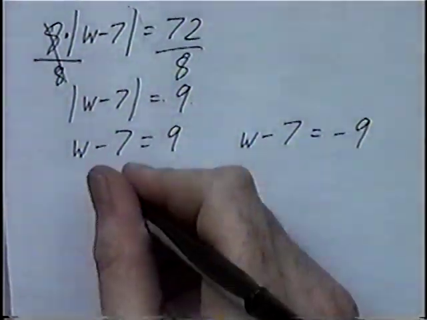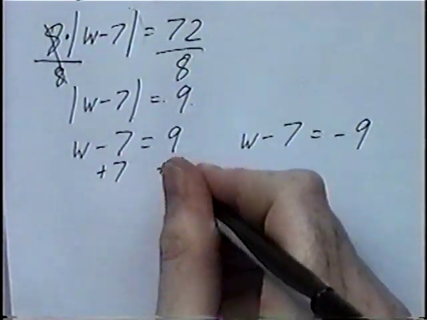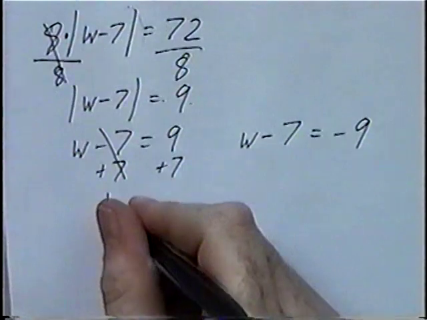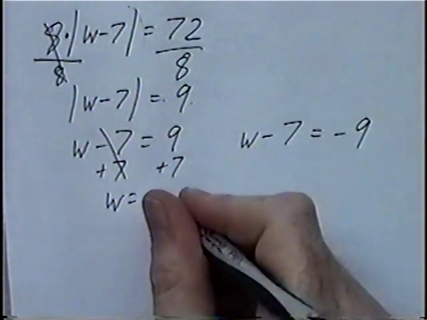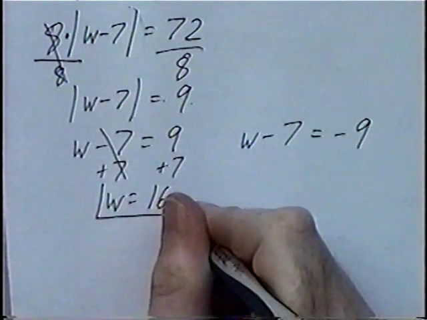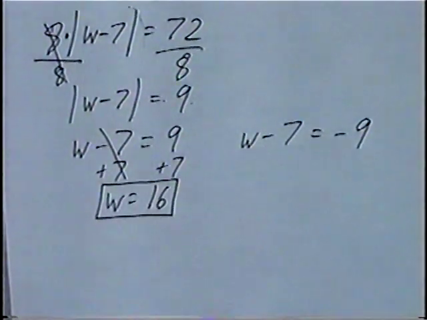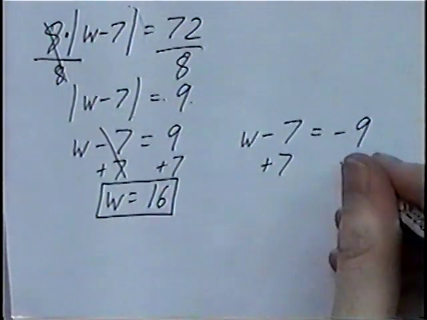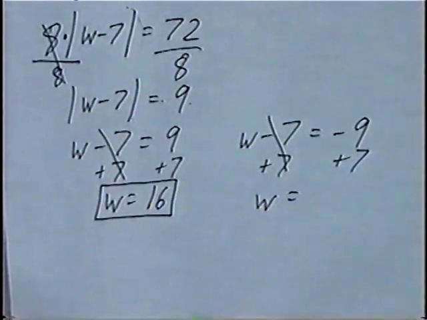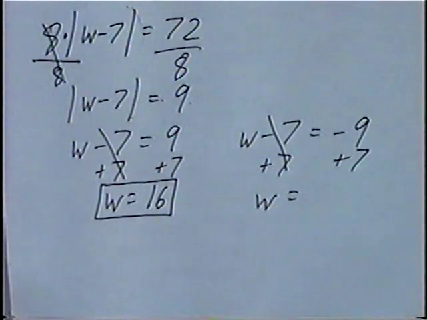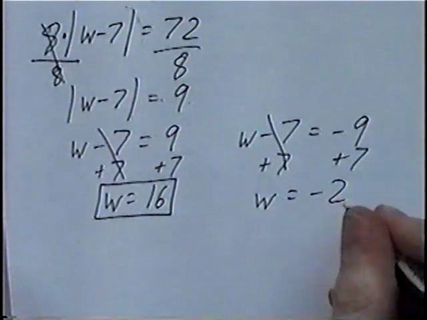Solving the two equations, we can add 7 to both sides. Our first possible answer, 9 plus 7 is 16. And our second equation, add 7 to both sides. So w is equal to negative 2.